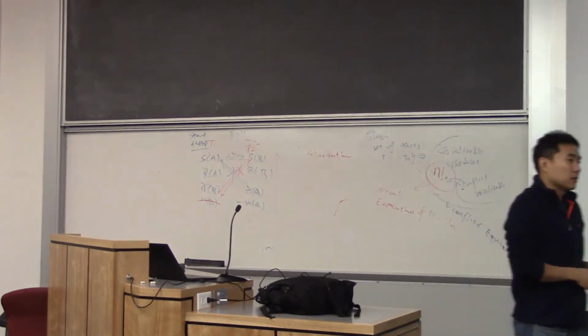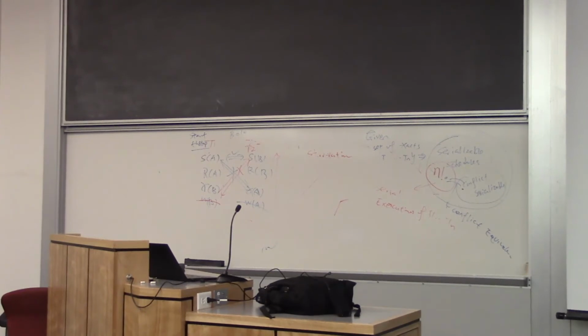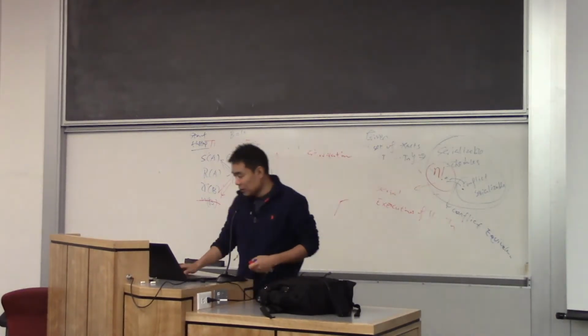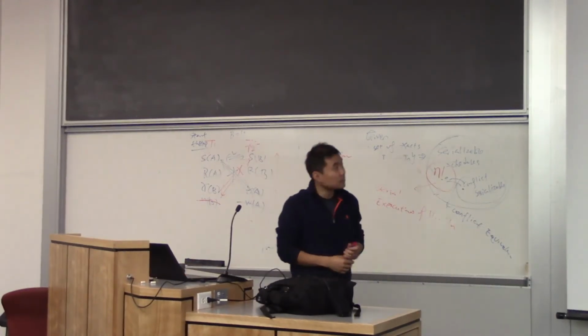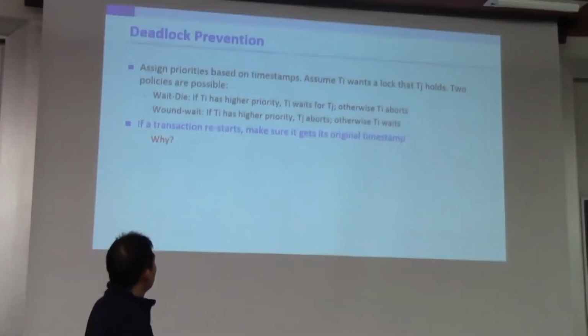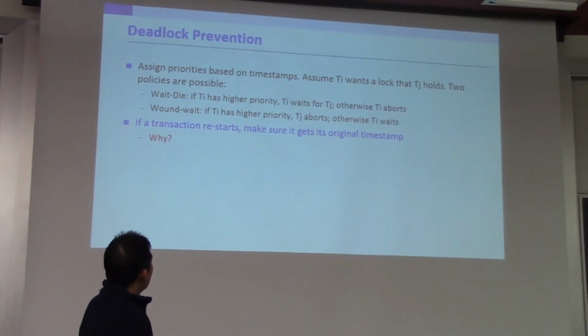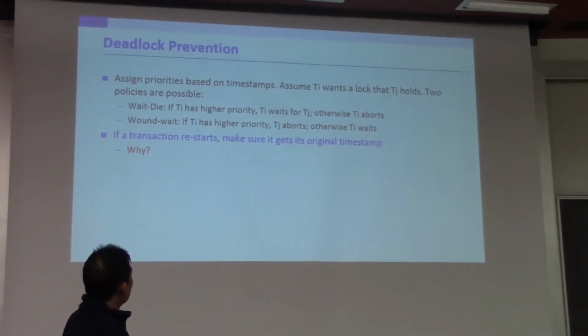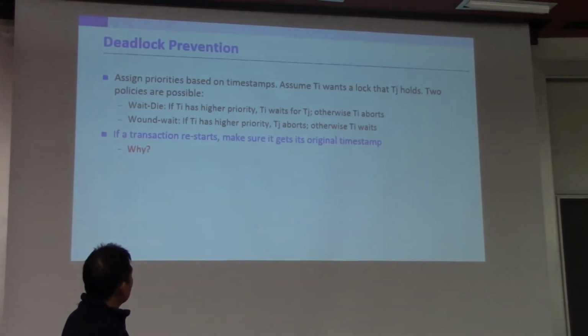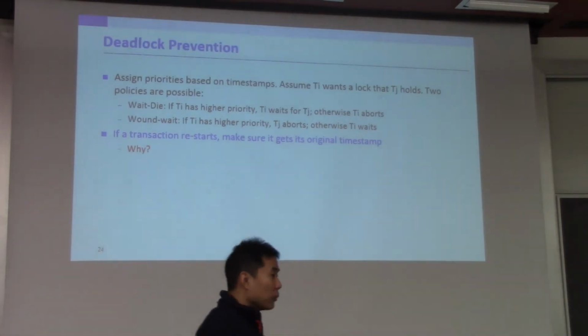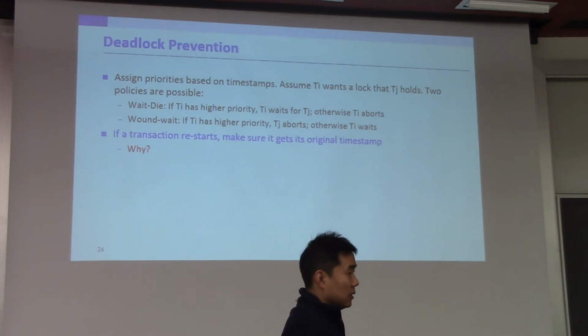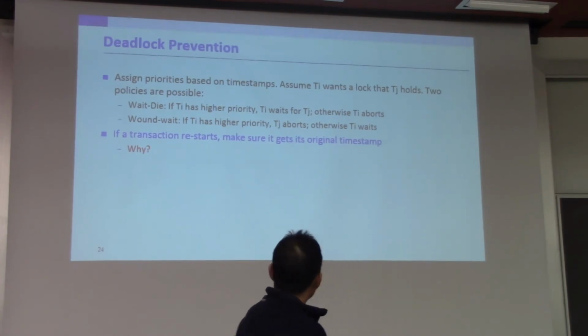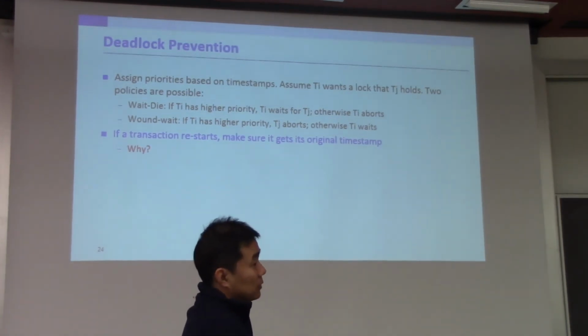Yes? Wait, so with wound-wait, I'm so confused. I mean the two different policies under this. Okay. Yeah, so I guess wait-die kind of makes sense. It's like, just abort it if you can't fix it. But wound-wait, when would you not be able to abort TJ? When would you not? Yeah, if TI has higher priority, TJ will abort immediately. Okay. So when would TI have to wait? If TI has lower priority. Oh, okay.